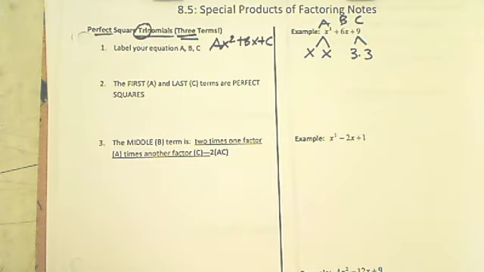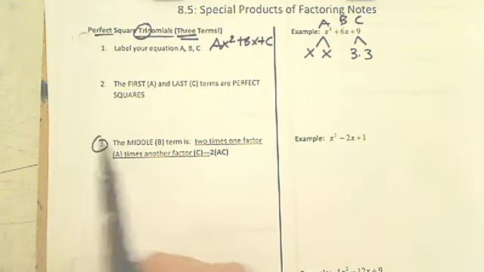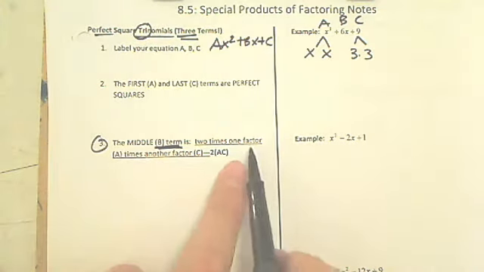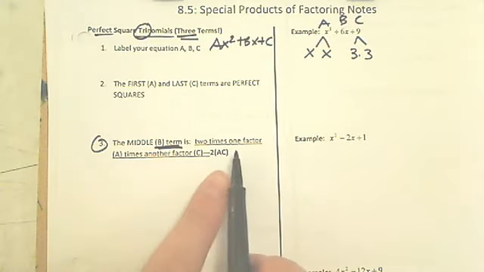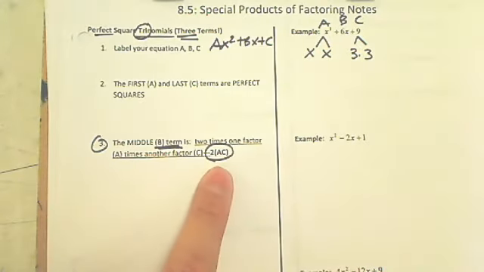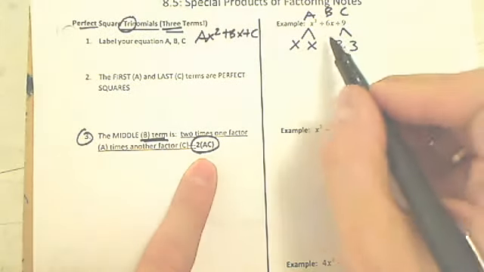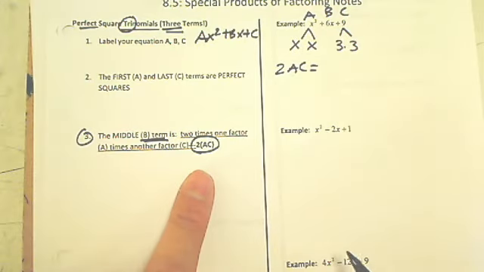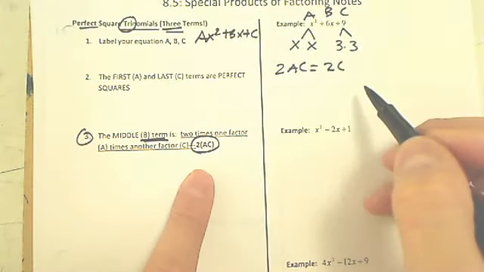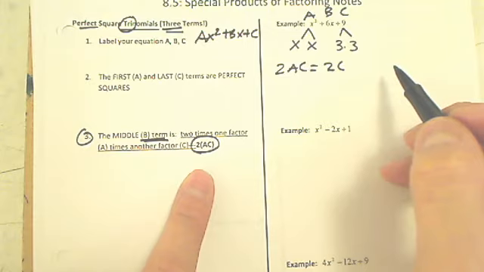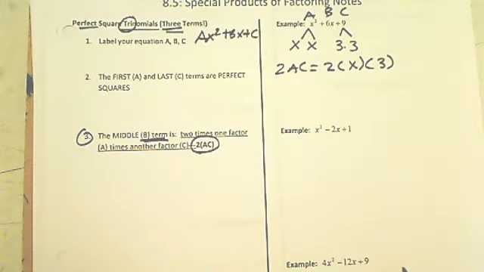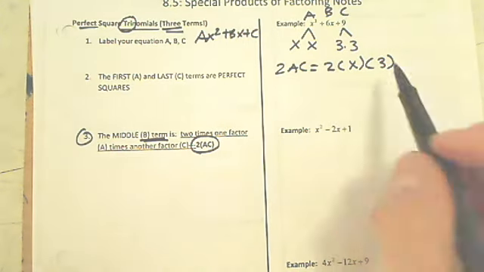Now, how do I find out the 2 parentheses? Well, look at step 3. The B, the middle term, is 2 times one factor times another factor, 2ac. This is your formula. This is how I know if it works. So here, 2ac. 2 times, what's A? X. What's the C? 3. All right, multiply first, and I'm explaining why this works.